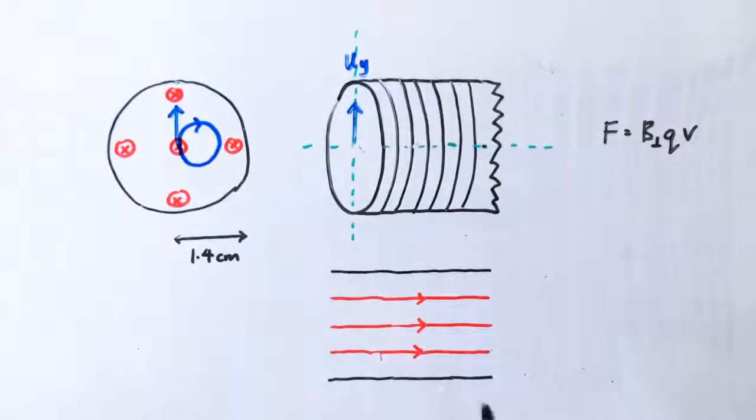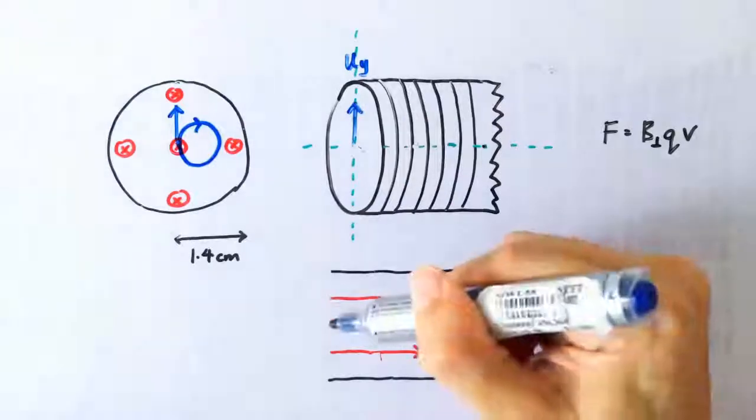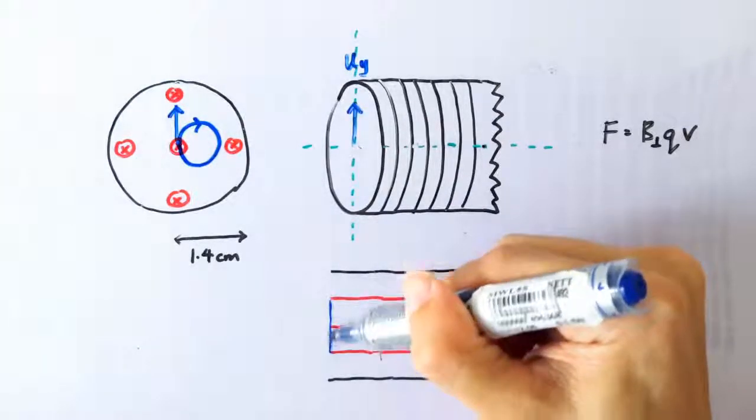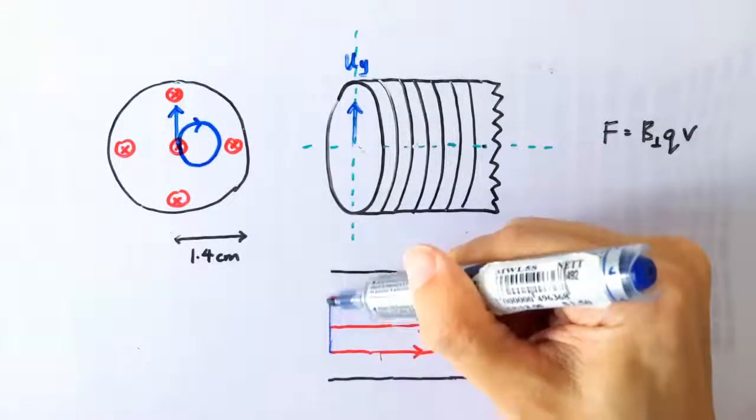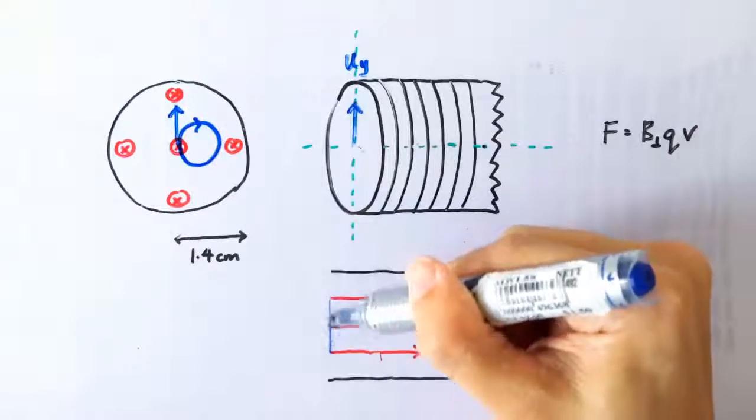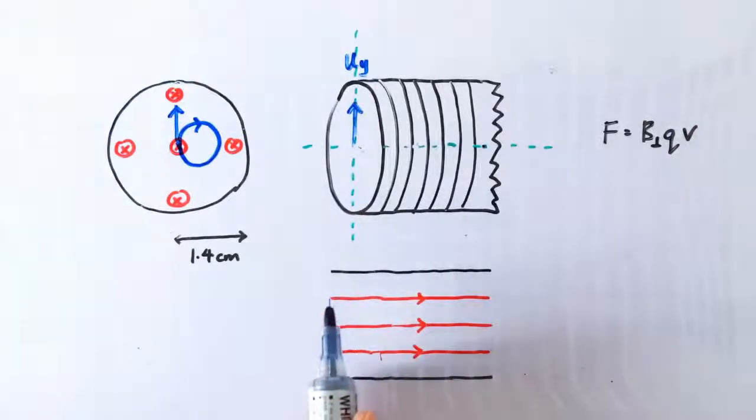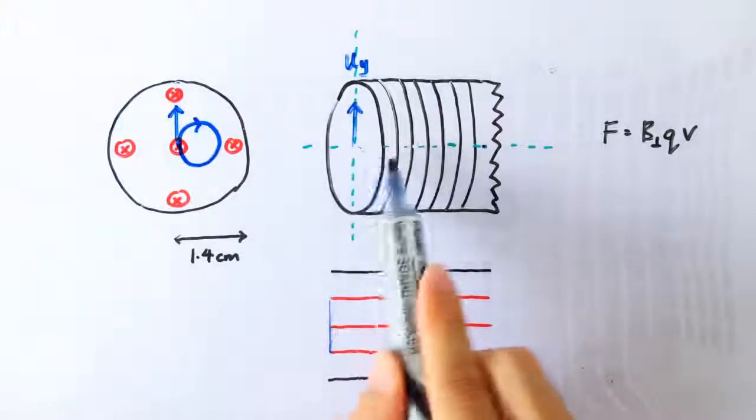If you look from the front view, what will you see? You see the circular motion of the electron beam, but the beam will stay at the same horizontal position. It will not be moving forward because there's no horizontal component of velocity.